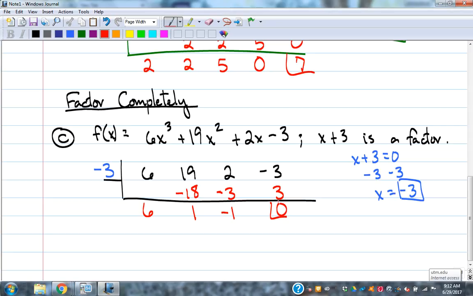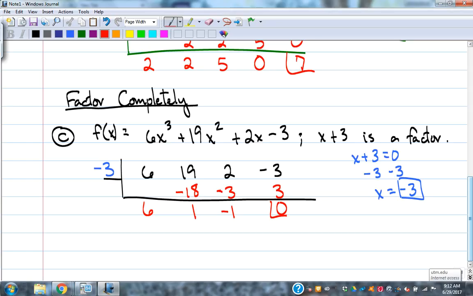What that means is that we've now got this polynomial to where x plus 3 is a factor, and then this left over is actually that trinomial right there, 6x squared plus 1x minus 1. Something with 3 terms, we factored that before.